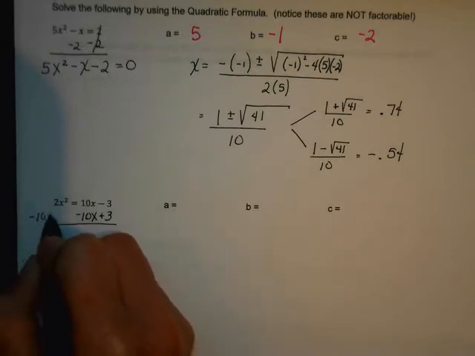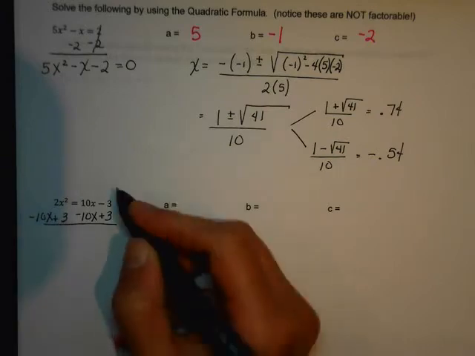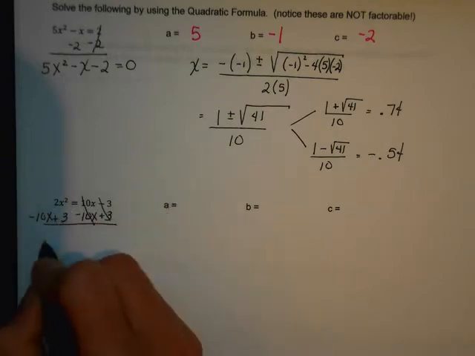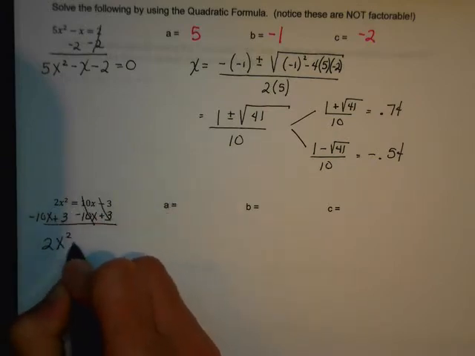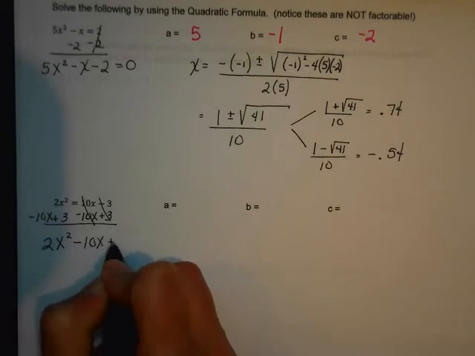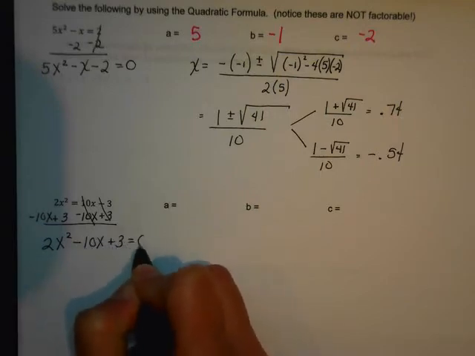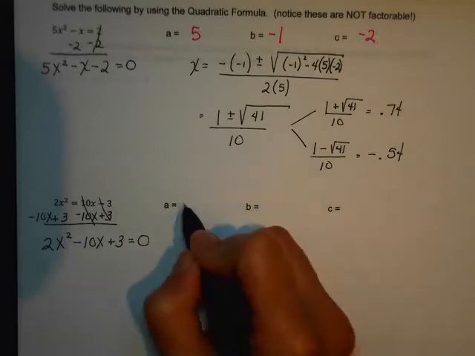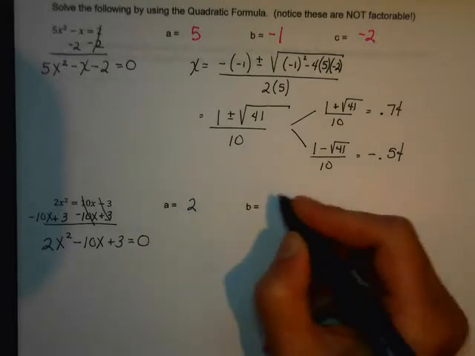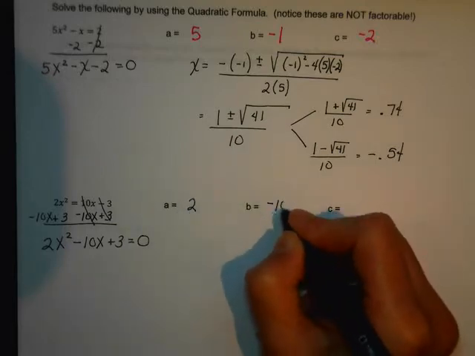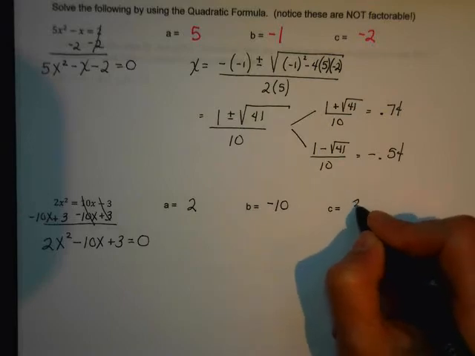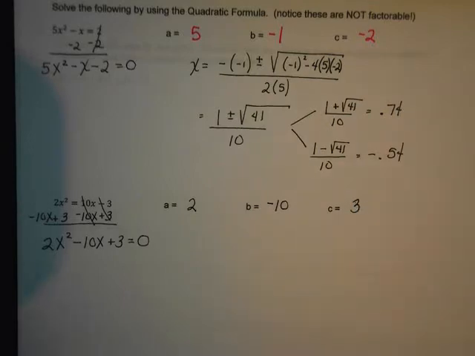So these all cancel, and we'll have 2x squared minus 10x plus 3, and this will all equal 0. So we have a is 2, b is negative 10, and c is 3. Right? We've got 2, negative 10, and 3. All right, so let's go slow.